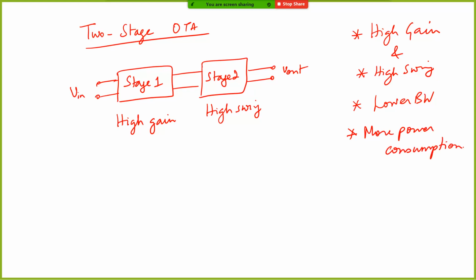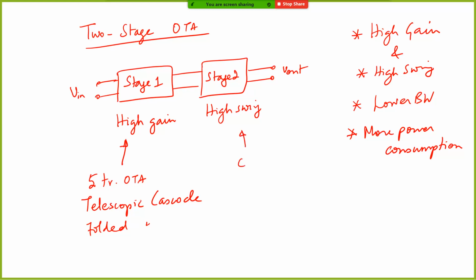And the way in which this two-stage OTA is designed, as I mentioned, is the first stage is designed such that it provides you a very high gain, and the second stage is designed such that it has a mediocre type of gain, and its main job is to provide a good amount of swing. Now, what are the different things that you can put in the high gain stage? It can be a normal 5-transistor OTA. It can also be a telescopic cascode, or you can put any folded cascode. Any of these can become stage 1, and stage 2 is typically a common source amplifier.